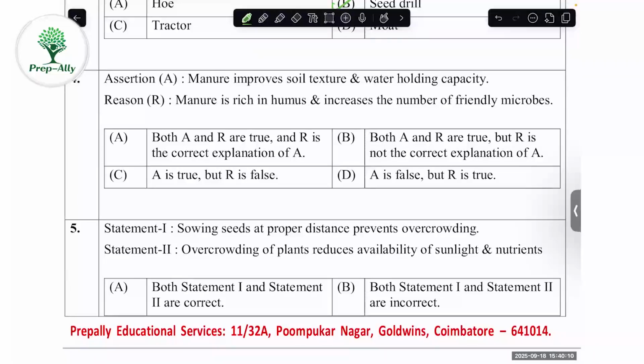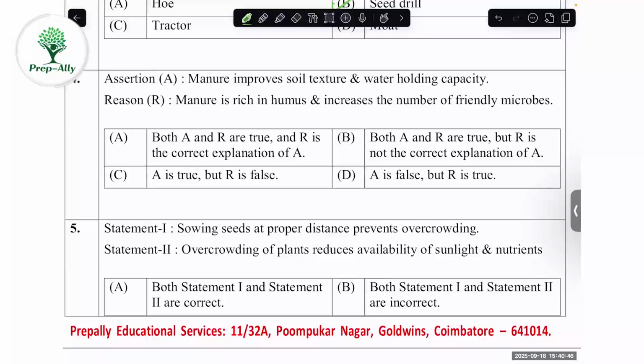If you take the assertion, manure improves soil texture and water holding capacity. Yes, it improves soil texture and also moisture, so the assertion is correct. Now the reason: manure is rich in humus and increases the number of friendly microbes. Yes, these microorganisms deal with the decomposition process, and when decomposition is done, the soil's fertility increases. So the reason is also correct.